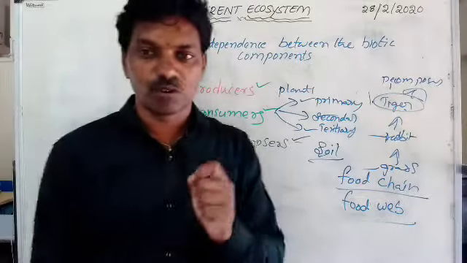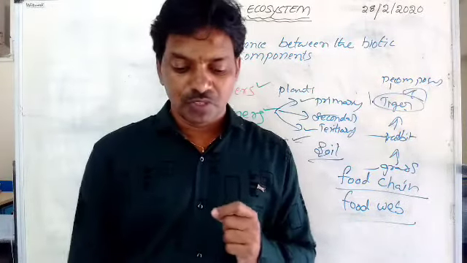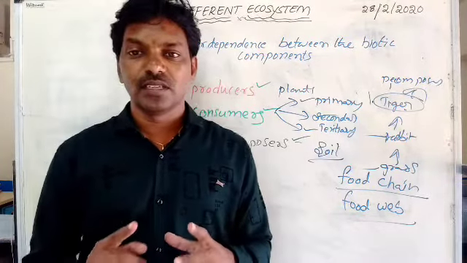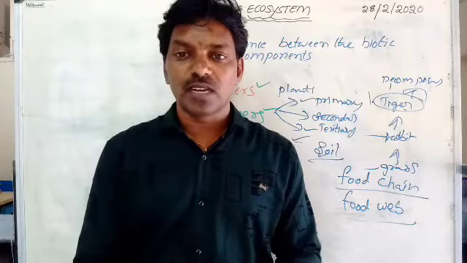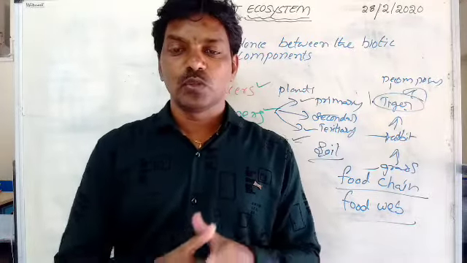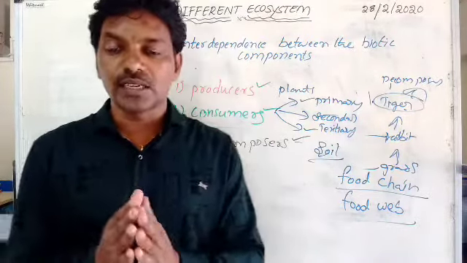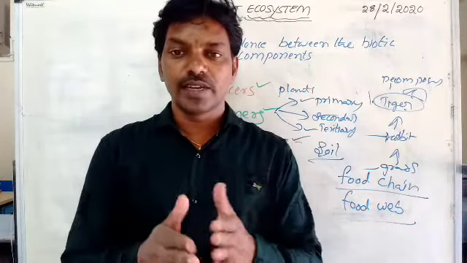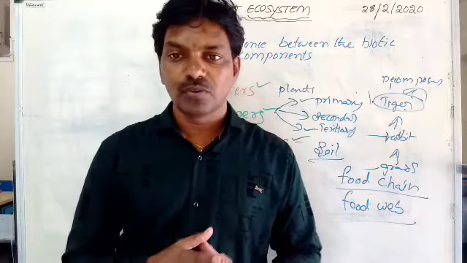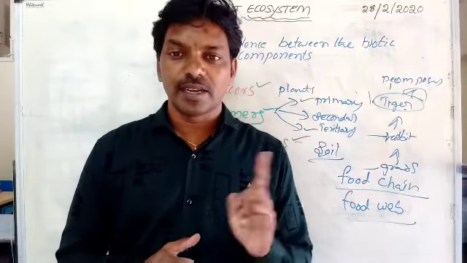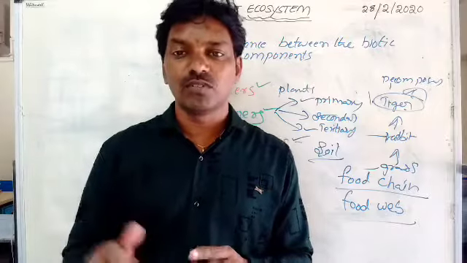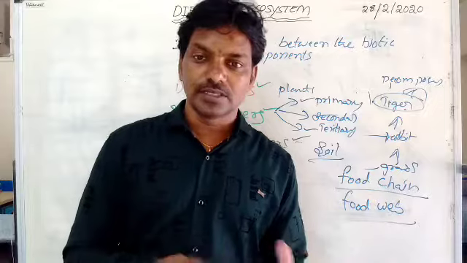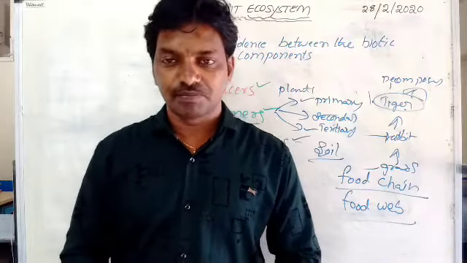Here, once again I am recalling a short brief of what they teach. The first one: what is the interrelation between the living components? One organism depends on another organism. In the picture I showed you, one organism depends on another. Some questions are given there. If you read them based on that picture, you are able to write the answers. Rabbits depend on grass, and on the rabbit, tigers, wolves or other organisms depend. So this is an example of interdependence.